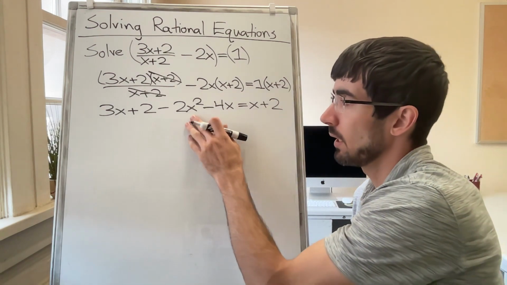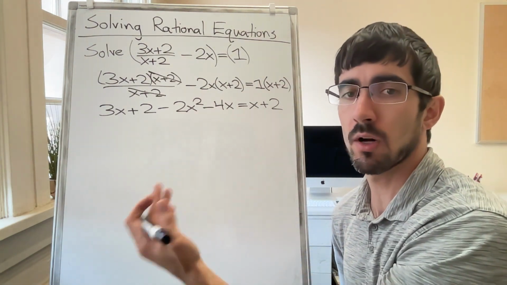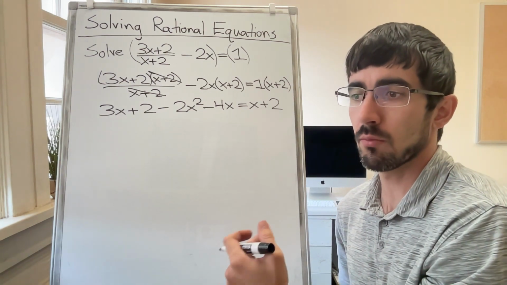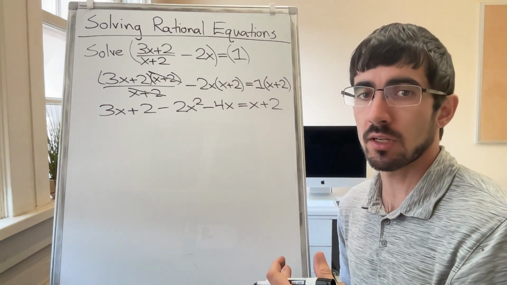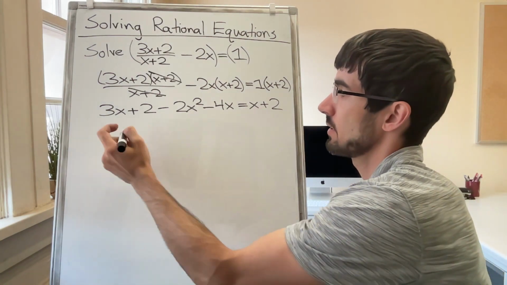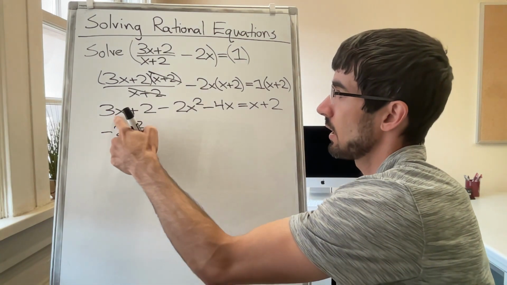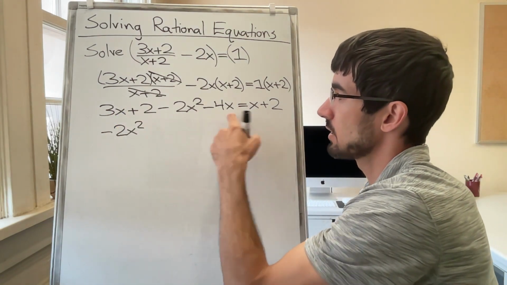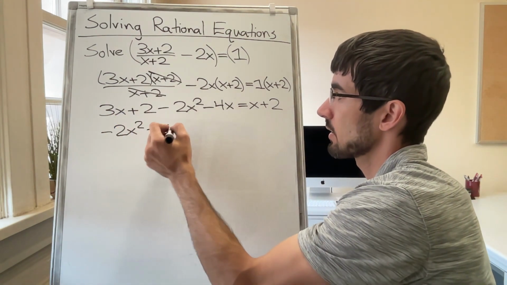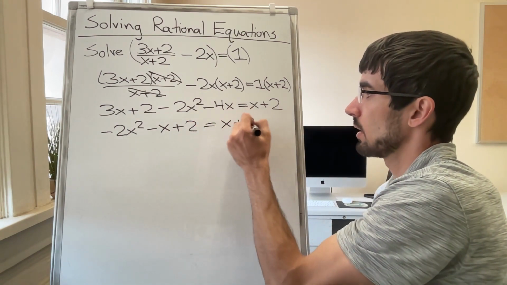All right, well, we ended up with this x squared. So that's a clue. This is going to be a quadratic equation, which we can try to solve by factoring. Let's collect some like terms and reorganize this equation. So I'm going to write the negative 2x squared first, and then I have 3x minus 4x, that's minus x plus 2 equals x plus 2.